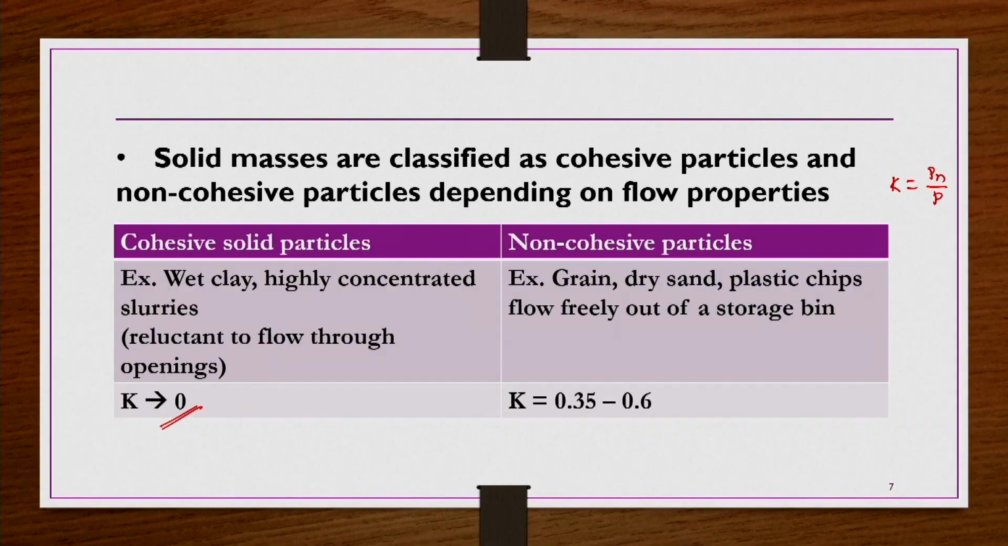But non-cohesive particles such as grain, dry sand, plastic chips, etc., flow freely out of the storage bin, and for them the K value is between 0.35 and 0.6.